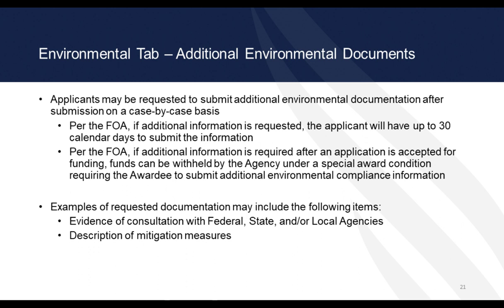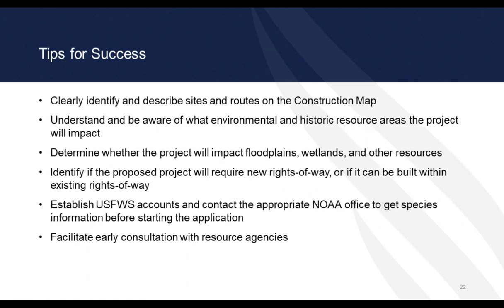And again, according to the funding opportunity announcement, if additional information is required after an application is accepted for funding, funds can be withheld by the agency under a special award condition requiring that the awardee submit additional environmental compliance information sufficient for USDA to assess any impacts that a project might have on the environment. And a couple of quick examples of that documentation. One might be evidence of consultation with federal, state, or local agencies, and another might be description of mitigation measures.